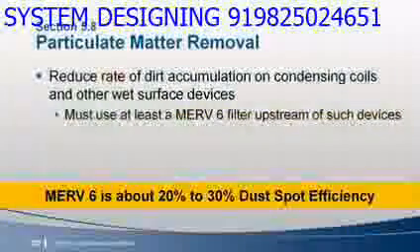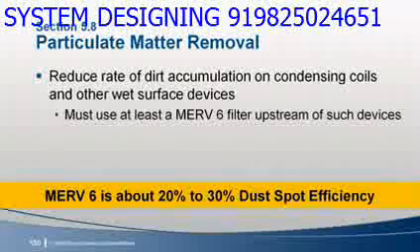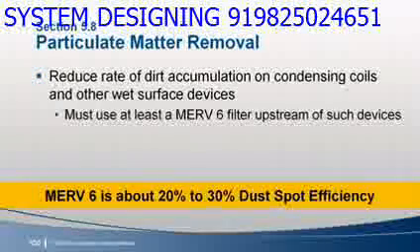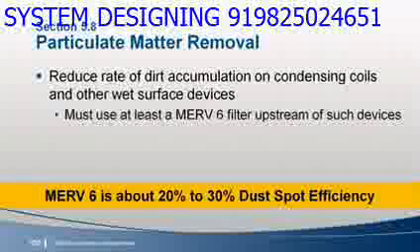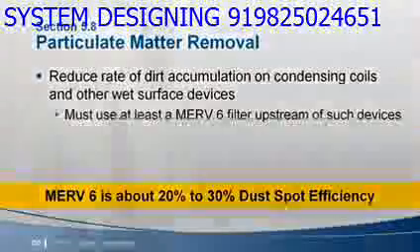The standard requires the installation of at least MERV 6 filters upstream of any wet surface device. According to ASHRAE Standard 52.2, MERV 6 filters remove between 35 and 50% of particles in the 3 to 10 micron size range, so they keep the coils cleaner longer than traditional low-efficiency filters.